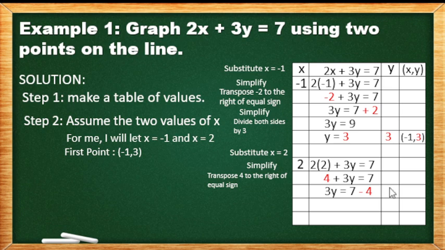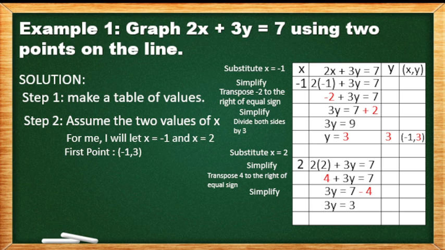Bakit nga ulit naging minus 4? Kasi positive yung 4 dito. At kapag nagtatranspose tayo, we need to change the sign. And then simplify. So meron tayong 7 minus 4 which is equal to 3. So meron tayong 3y is equal to 3.